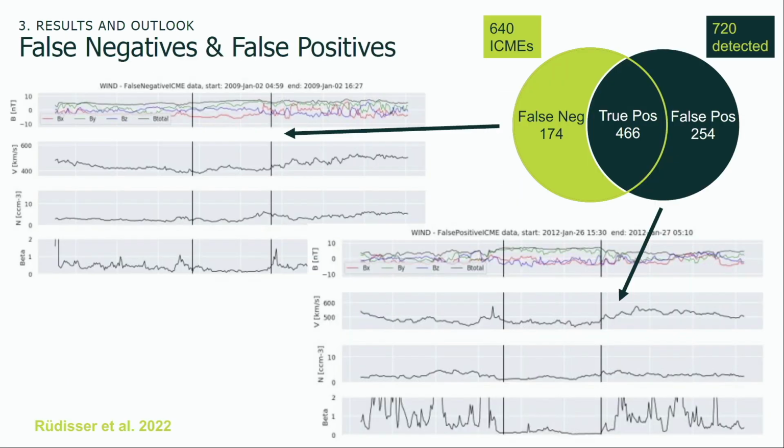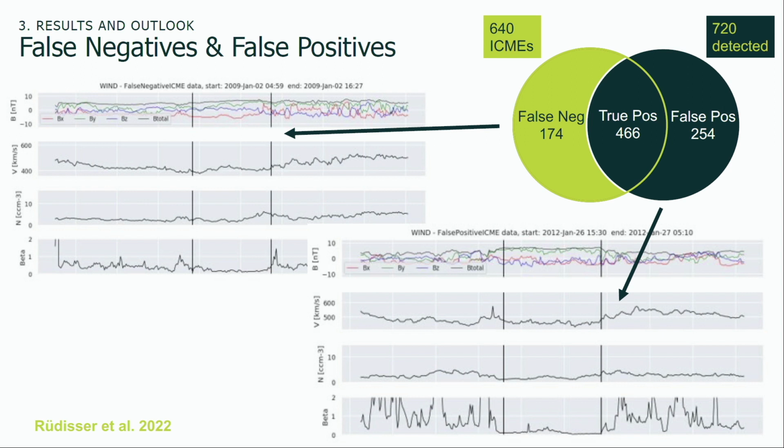Okay, so we also, of course, wanted to take a look at the actual prediction rate. So we looked at a period in time where we had a total of 640 ICMEs that were part of the catalog. And our pipeline predicted a number of 720 over this period. So we predicted more events than there actually were.